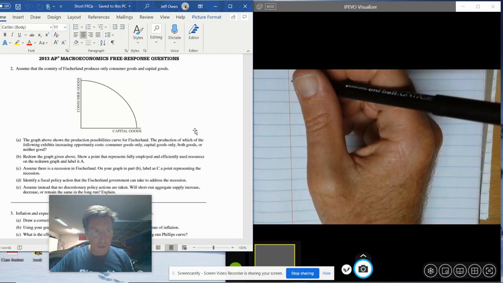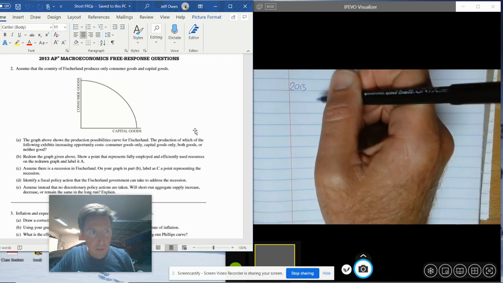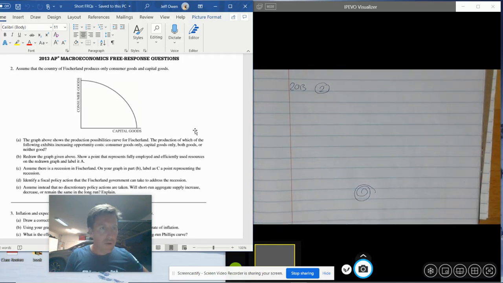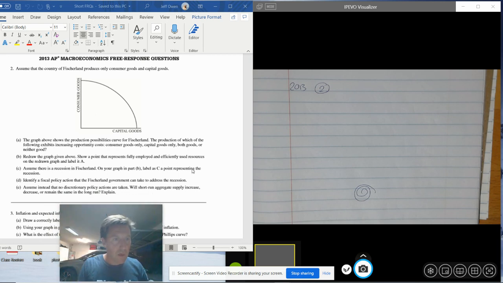Okay, this one is 2013, number 2. Assume that the country of Fisherland produces only consumer goods and capital goods. The graph above shows the PPC curve of Fisherland. The production of which of the following exhibits increasing opportunity costs: consumer goods only, capital goods only, both goods, or neither good? Both. It's showing the opportunity cost of both, right? So if I am here, I'm giving up this much. If I'm here, I'm giving up that much, etc. So it's showing both.